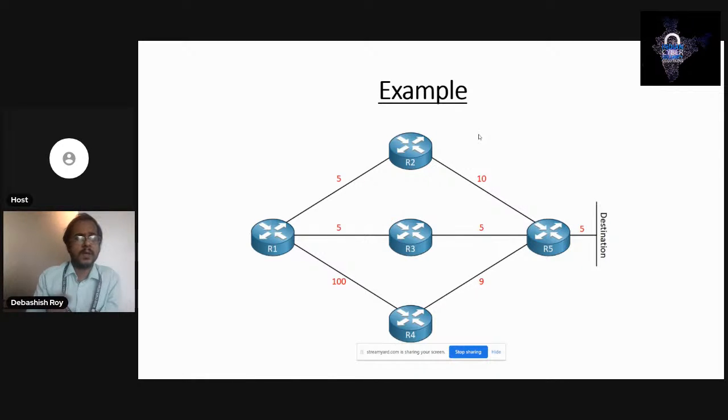That is the feasible distance. And the reported distance or advertised distance is the distance reported by the neighbor. R2 is reporting 10 plus 5, this 15, to R1. R3 is reporting 5 plus 5, 10, to R1. R4 is reporting 9, 5 plus 5, to R1. So these individual segments from the R2, R3 and R4 neighbors respectively are your RD, reported distance or advertised distance, and the total is the feasible distance.